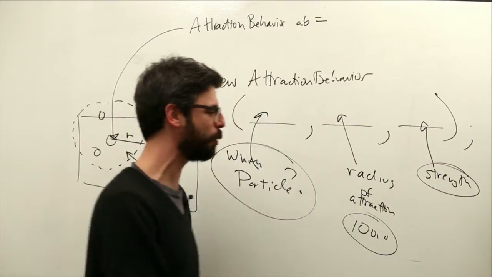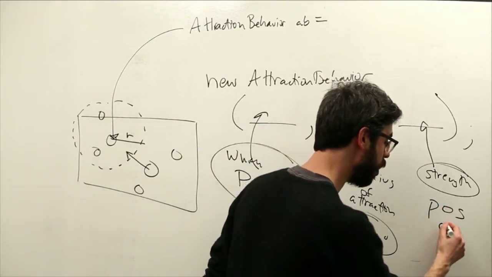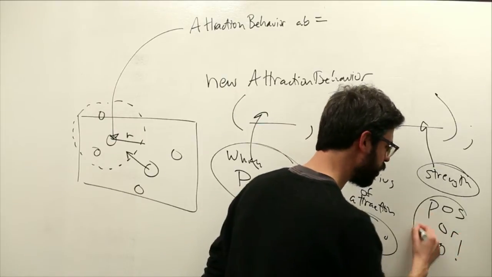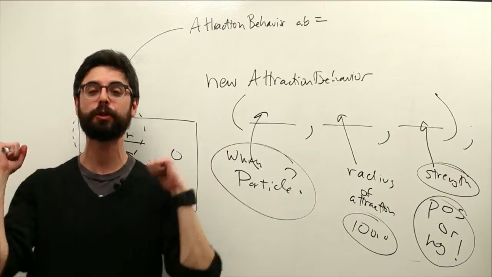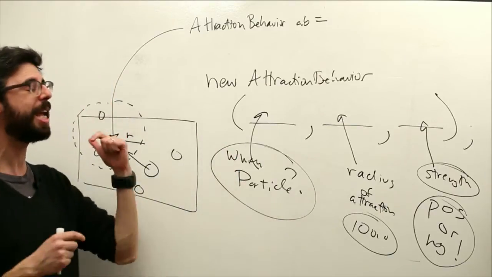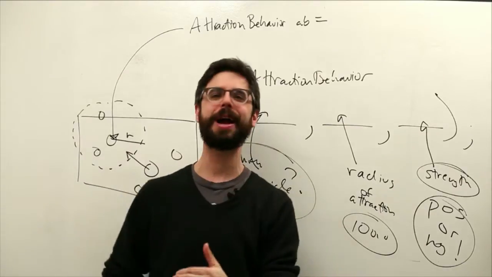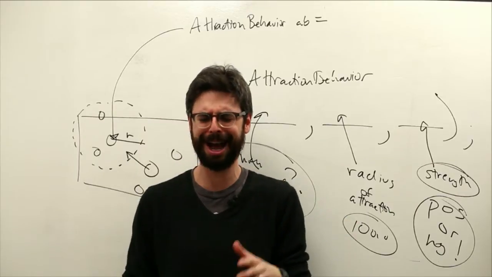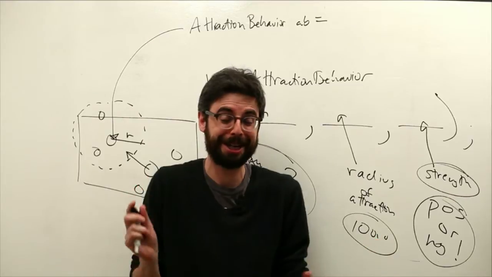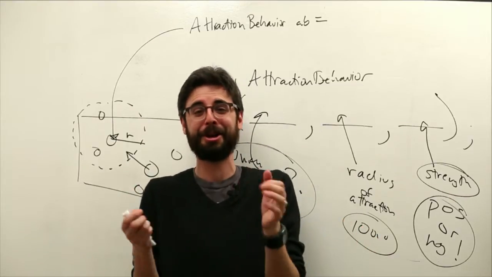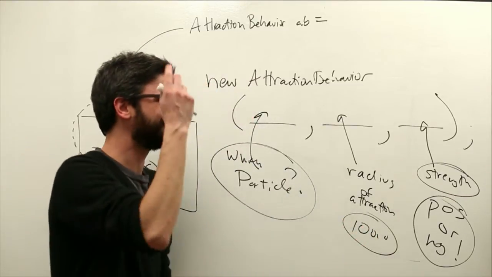But the important thing to realize is this can be positive or negative. So we don't need attraction behaviors and repulsion behaviors. We just have attraction behaviors. But when something has a negative attraction, it is repulsive. And I don't mean that as a qualitative judgment that it's not nice to look at. It could be a very beautiful particle that just has a repulsion associated with it. What the hell am I talking about?